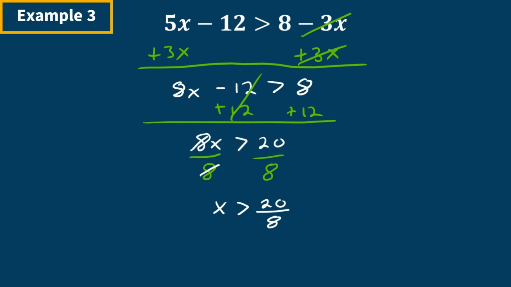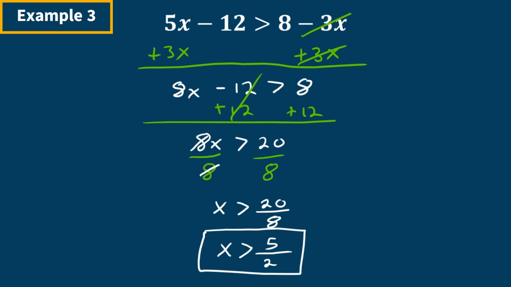From here, what we're going to do is reduce, and 4 can go into both of these numbers. So that means that x is going to be greater than, if we divide 20 by 4, we'll have 5 left over. And if we divide 8 by 4, we'll have 2 left over. So this right here is going to be one of our answers. X is greater than 5 over 2.